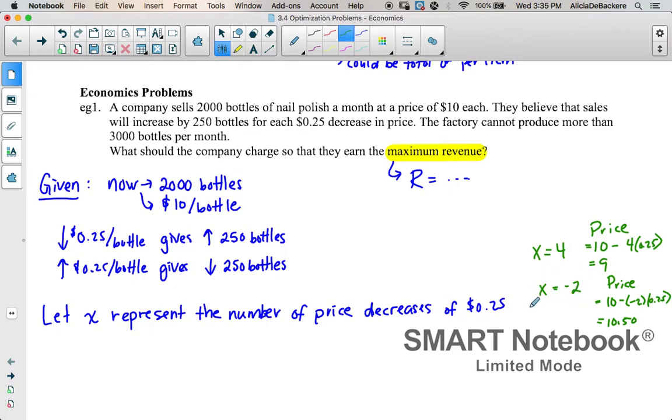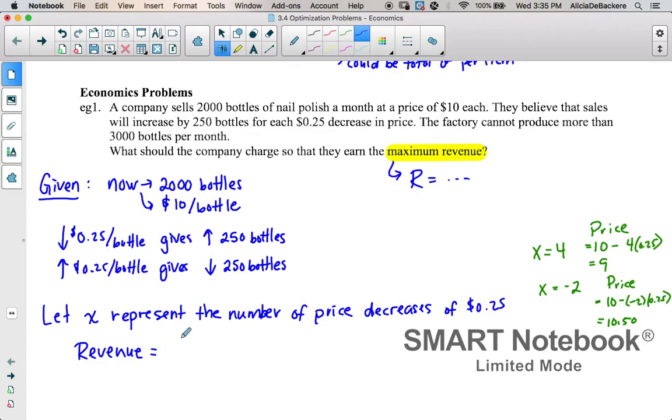Sometimes we get into the habit that it's not okay to have negatives, and we think that's going to help me find the domain, but here negatives are okay. So let's keep going with the problem. We want to come up with an equation for the revenue. I'm just going to think this through with words first.